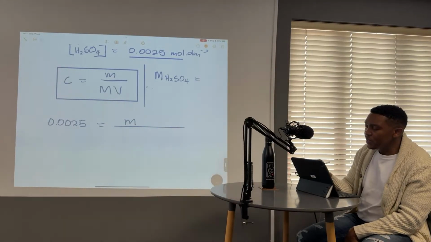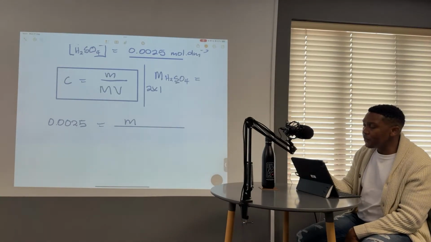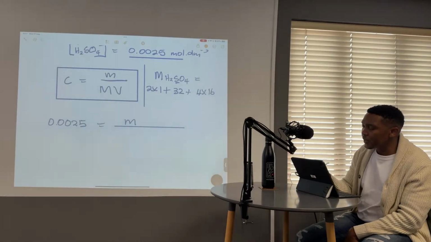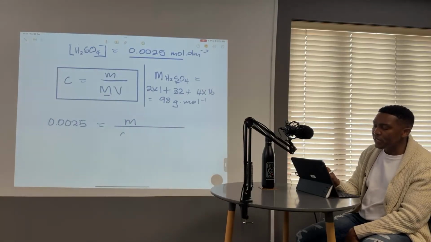2 hydrogens, so that's 2 times 1. Sulfur is 32, right? Plus 4 oxygens, so that's 4 times 16. And what does that give us? That's 98 grams per mole, right? So I know big M in this case is 98.